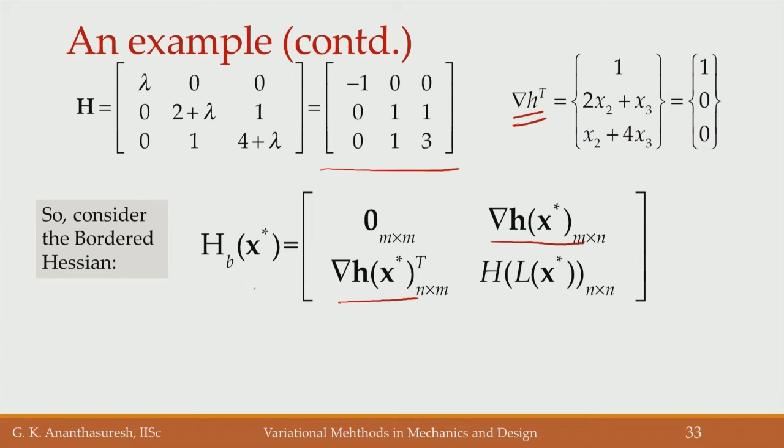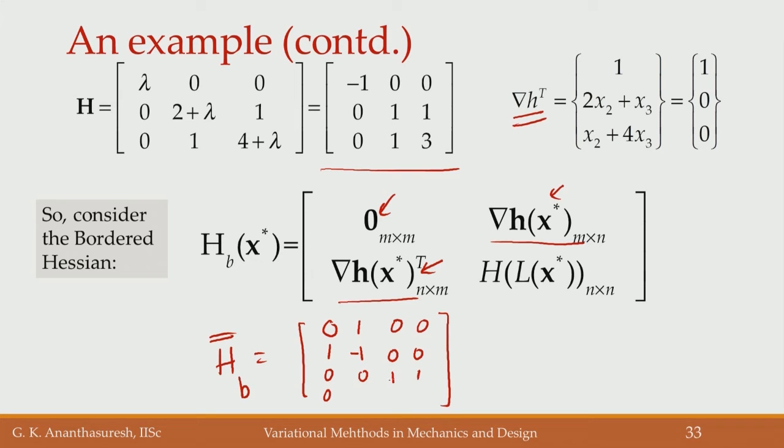So, when you write this H B as a matrix, we have that 0 there, m by m. We have only one constraint, m equal to 1, so that will be just 0, and then we have this thing which will be 1 0 0, there will be 1 0 0, that is what we have written. And then the 3 by 3 block here we have to write: -1 0 0, 0 1 1 and 0 1 3. Okay. This is a 4 by 4. If you remember, the bordered Hessian has a size of m plus n by m plus n. Here m is 1, n is 3. So, we have this matrix.